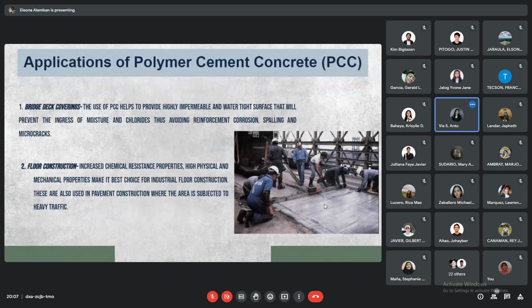Next. So the applications of PCC, first, bridge deck coverings. The use of PCC helps to provide a highly impermeable and watertight surface that will prevent the ingress of moisture and chlorides, thus avoiding reinforcement corrosion, spalling, and microcracks. Second, it can also be used for construction requiring increased chemical resistance. High physical and mechanical properties make it the best choice for industrial construction. These are also used in pavement construction where the area is subjected to heavy traffic.